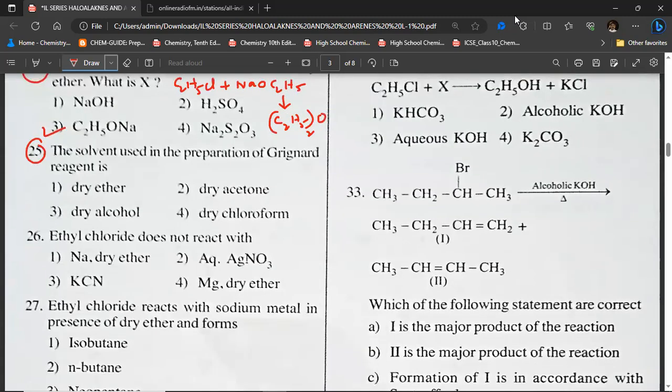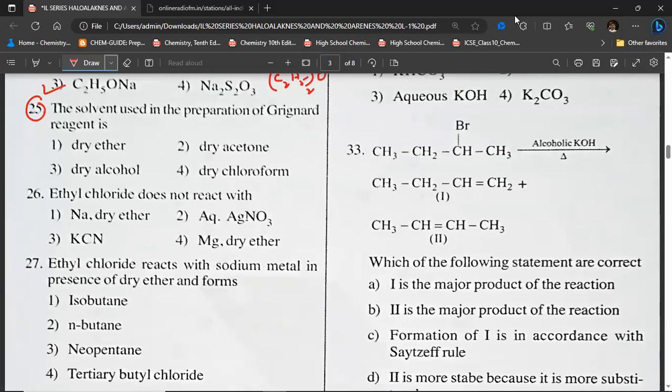Next, 25th question. The solvent used in the preparation of Grignard reagent is, usually the Grignard reagent is to be obtained in the presence of dry ether only. So this first option is the right option for this one.